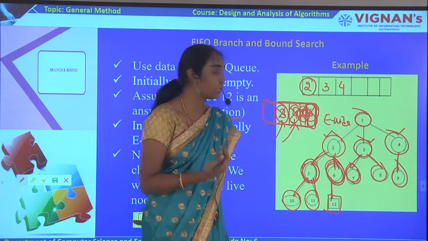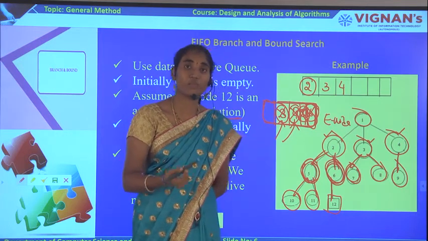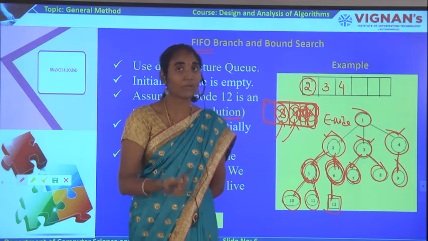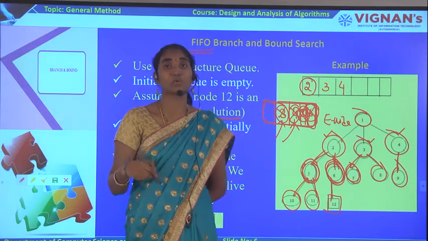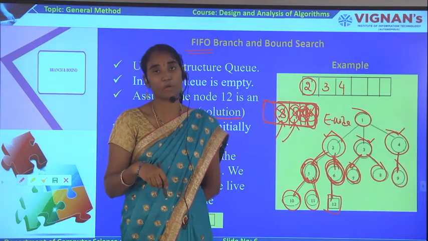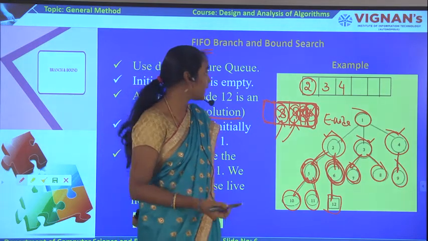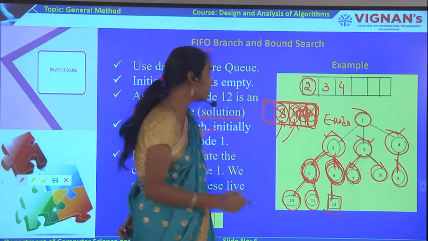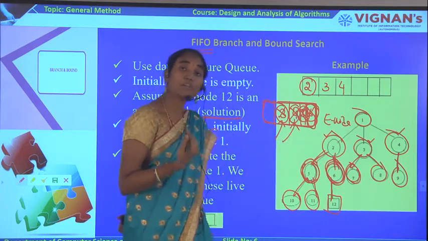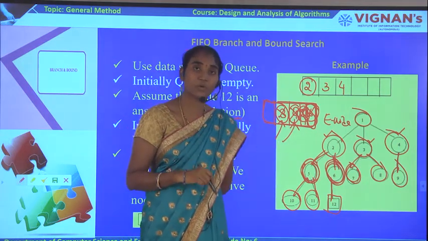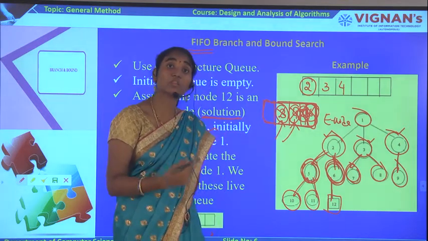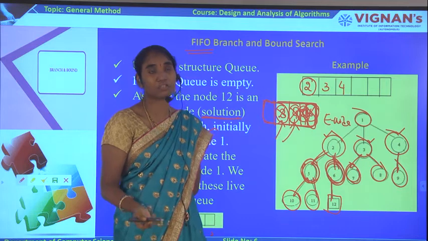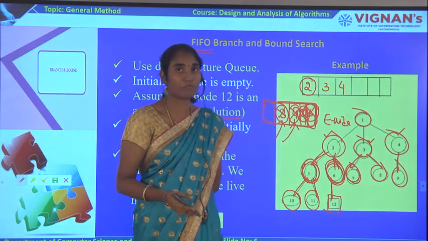Now again, 4 will be deleted. Now 4 becomes the E node, and 4 has the child called 9, and that 9 will also be deleted by using the bounding function. Now finally 5 will be deleted, and 5 becomes the E node. As 5 has 2 children, 10 and 11, even those are not producing the solution, so those will be deleted by using the bounding function.